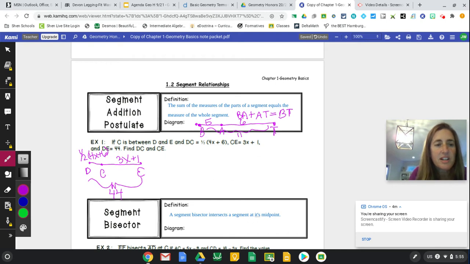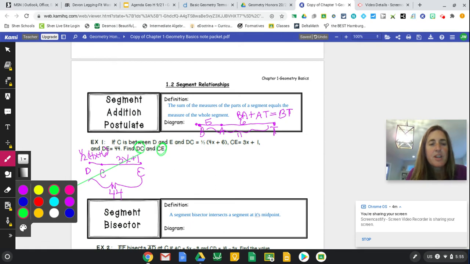Oops, am I frozen again? I need to solve for DC and CE. So those two lengths are the things that I'm actually going to solve for. Okay, so according to my segment addition postulate, the two parts add up to the whole. So if I take 1/2 of 4x plus 6 and add to it my other part, which is 3x plus 1, they should add up to 44.